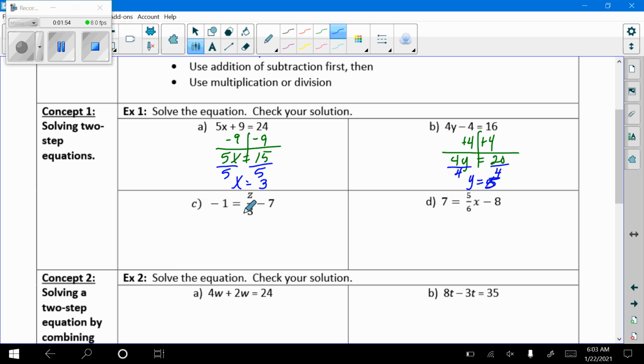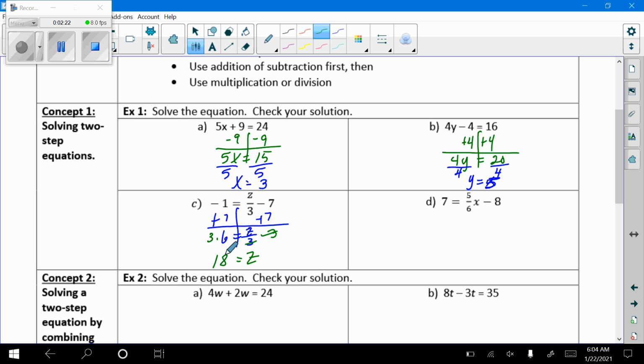The next one has a fraction in it, but that's okay. It's just division. So we're going to undo the minus 7 because it's over here with a z. So plus 7. So I get 6 is equal to z over 3. Multiply by 3 to get rid of that division by 3. And z is equal to 18.